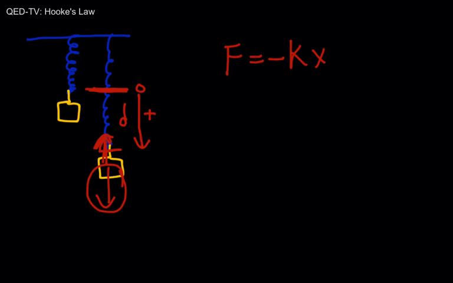Now x is the displacement. A lot of times I write d in my classes. K is a constant. It's the elasticity constant. It's how strong the spring is. And the reason the negative sign is on here is because when you put a weight on a spring, for x you put in how far it has been displaced, and that would be a positive value.